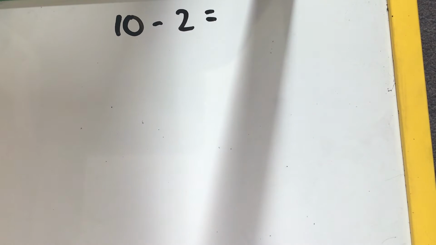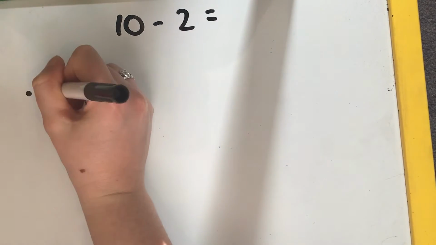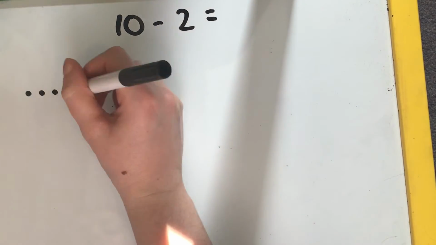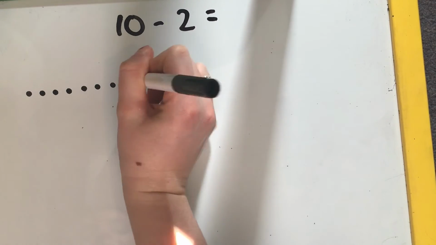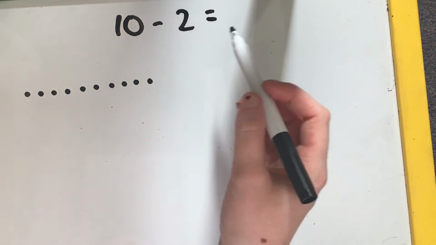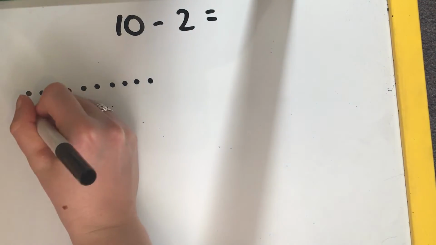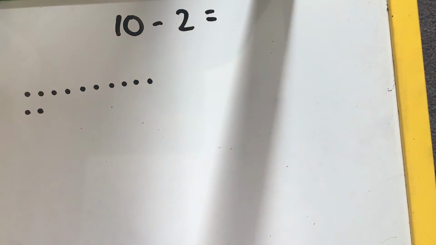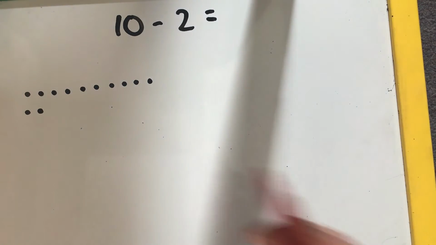So the first method we're going to look at for subtraction is finding the difference. So for finding the difference, we would draw the dots 1, 2, 3, 4, 5, 6, 7, 8, 9, 10. Then underneath it, you're going to draw the number that you know of. Make sure they're directly underneath. You could then use a different colour and draw the rest of the dots.